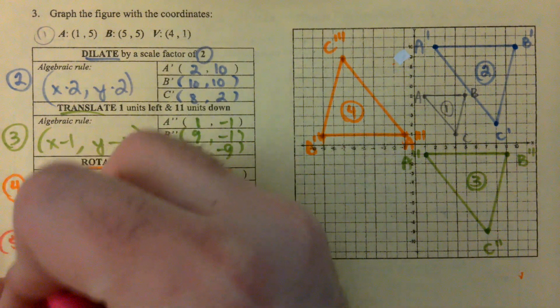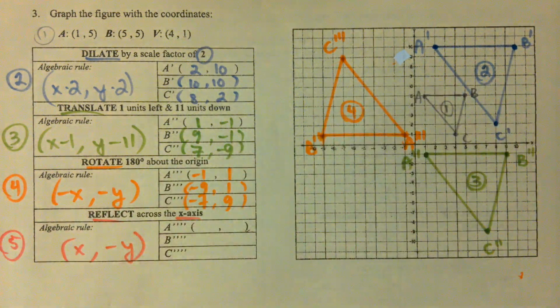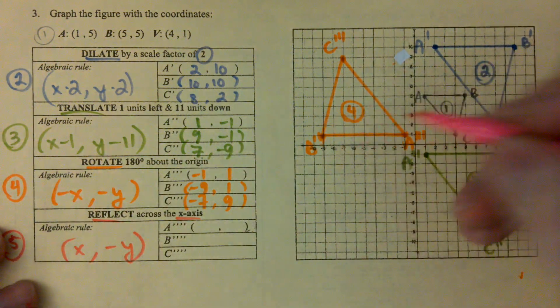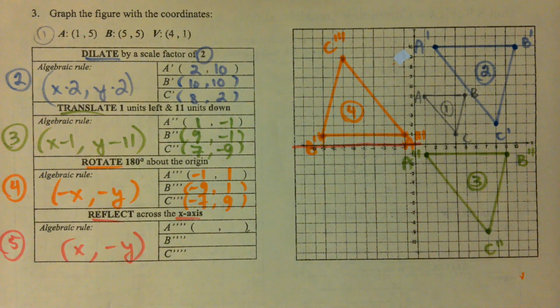Finally, we're going to reflect. This time we're going to go across the x-axis. That's the rule x comma negative y. We're going to take this orange triangle and we're going to flip it now over this pink line, this x-axis.